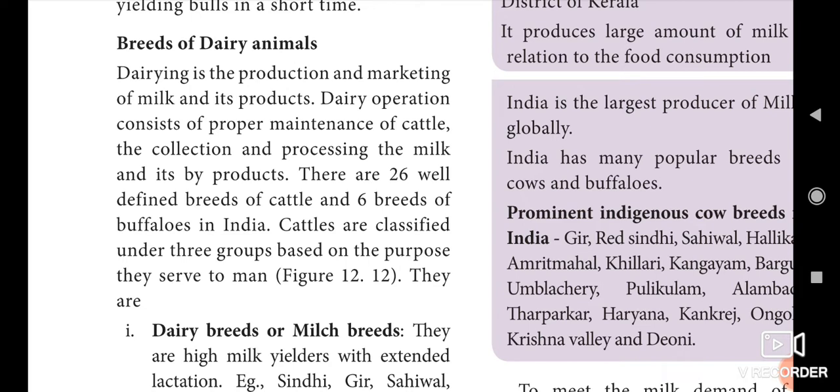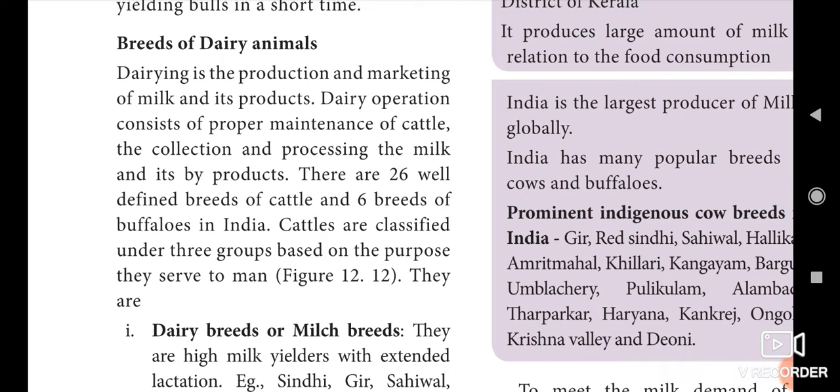In the previous class we saw about pearl culture, then prawn culture, then animal husbandry and management. How the pearl will be cultivated: in Tuticorin they cultivate the pearl. The pearl oysters are found along the coast of Kanyakumari and in the Gulf of Kutch.